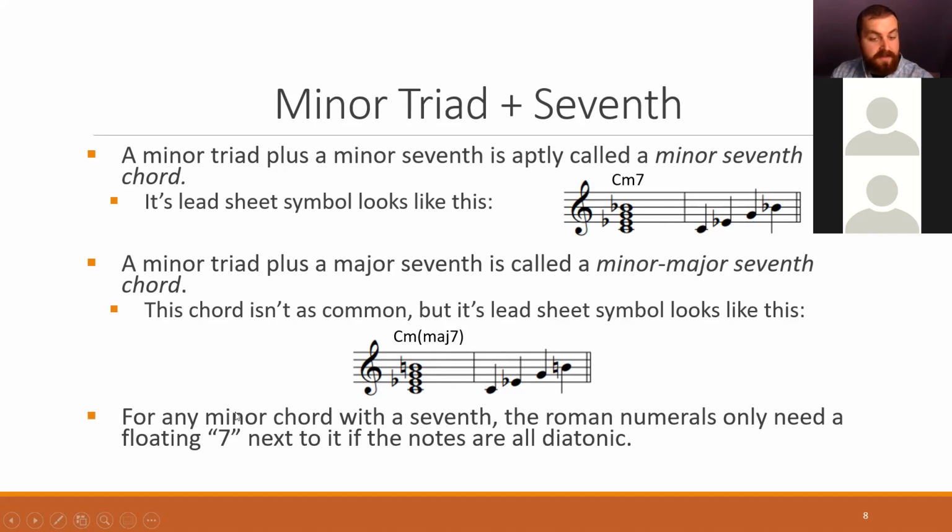For any minor chord with a seventh, the Roman numeral only needs a floating 7 if the notes are all diatonic. Same situation: if all of your pitches are diatonic, you just need to add a 7 next to the Roman numeral. And we'll look at this later, so don't worry, we'll see this again.